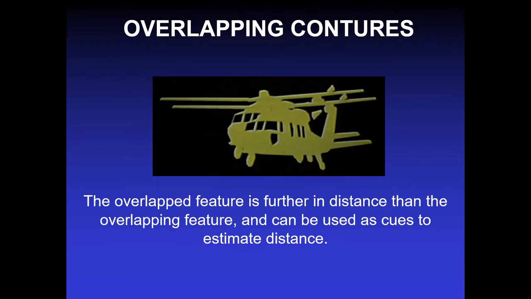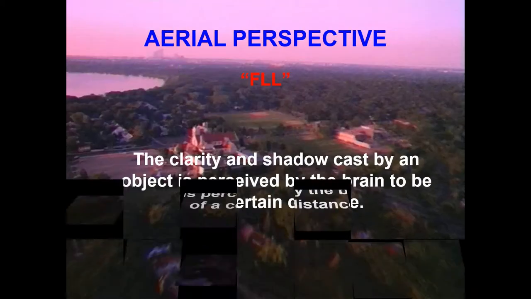Then we have overlapping contours. The overlapped feature is further in distance than the overlapping feature and can be used as cues to estimate distance. So if you have a vehicle that is traveling across an open field and it crosses in front of a fence, you know that the vehicle is closer to you than the fence is. And conversely, if it is traveling along the field and suddenly you see that the fence is in front of the vehicle, you know that the fence is then closer than the vehicle is.